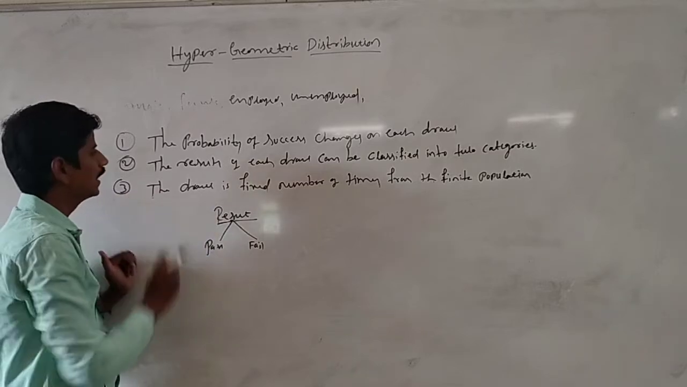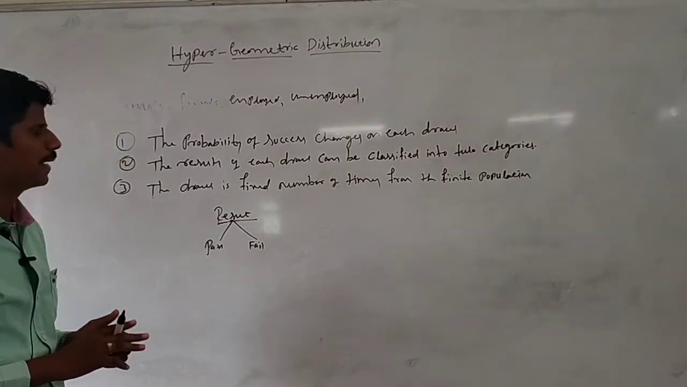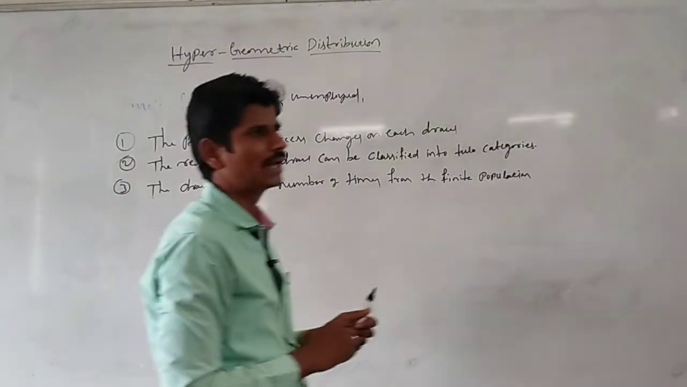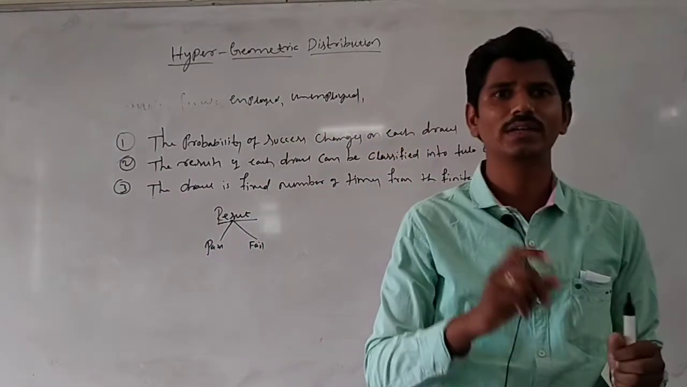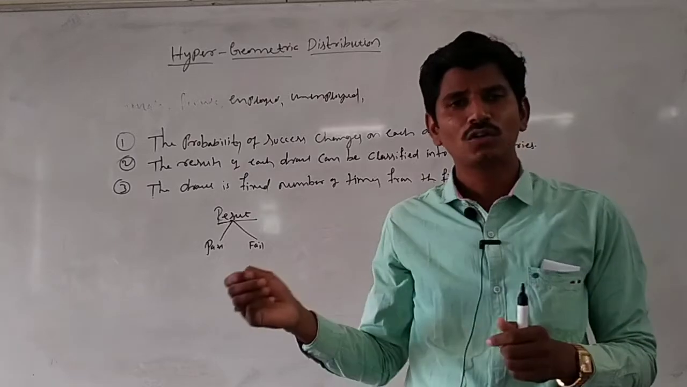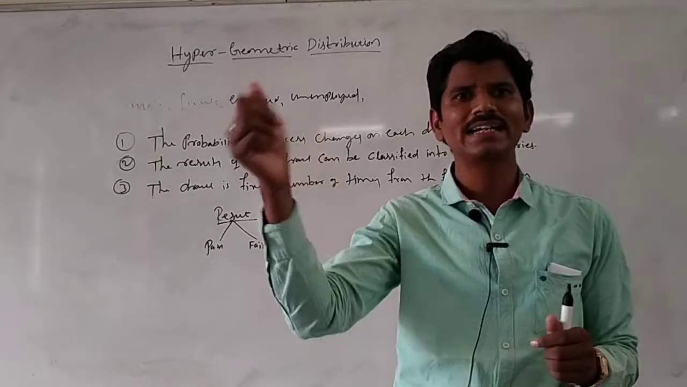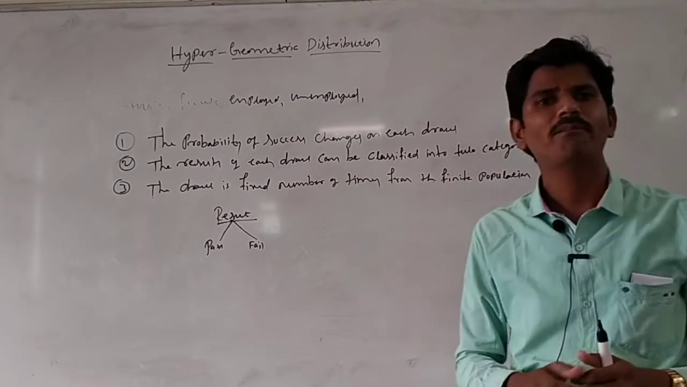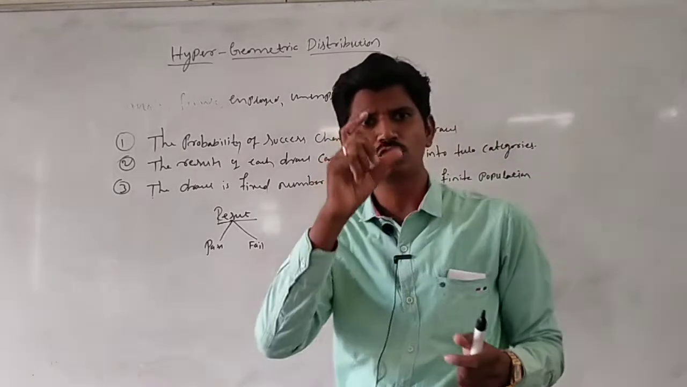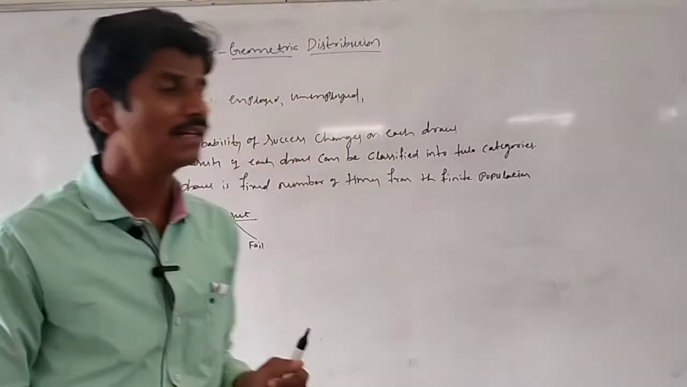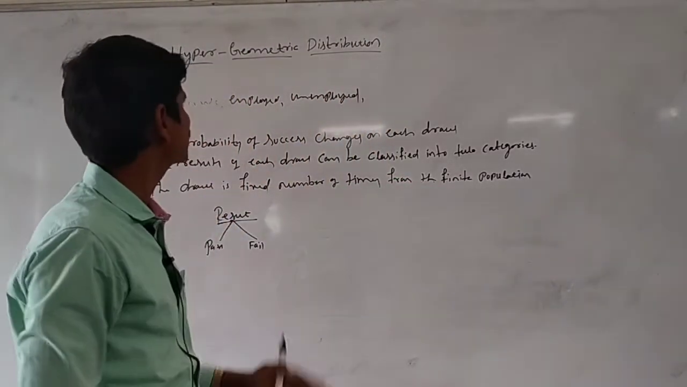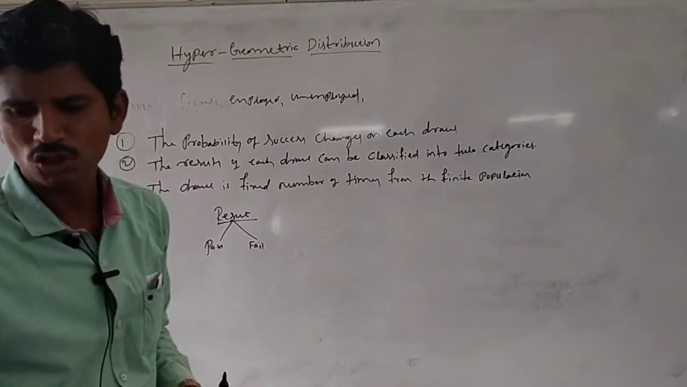The next one is that the draw is made a fixed number of times from a finite population. The draw is fixed, particularly n times, like tossing a coin n times or throwing a dice n times. The population should be finite, meaning the population should be countable. These are the three conditions involved in the hypergeometric distribution.